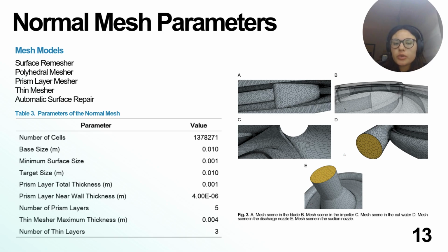The mesh models we used are seen on the screen, and Table 3 shows the different parameters used to create the mesh. In Figure 3, the mesh can be seen in different critical parts of the pump, such as the blade, the impeller, the cutwater, and the different nozzles.